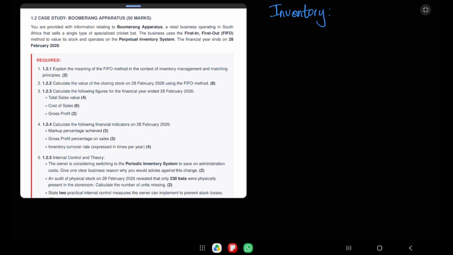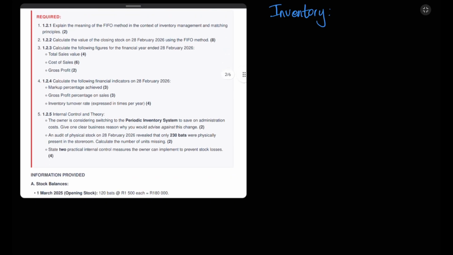1.2, case study, Boomerang Apparatus. You are provided with information relating to Boomerang Apparatus, a retail business operating in South Africa that sells a single specialized cricket bat. The business uses the first in, first out FIFO method to value its stock and operates on the perpetual inventory system. The financial year ends on 28 February 2026. Required, explain the meaning of the FIFO method in the context of inventory management and matching principles.